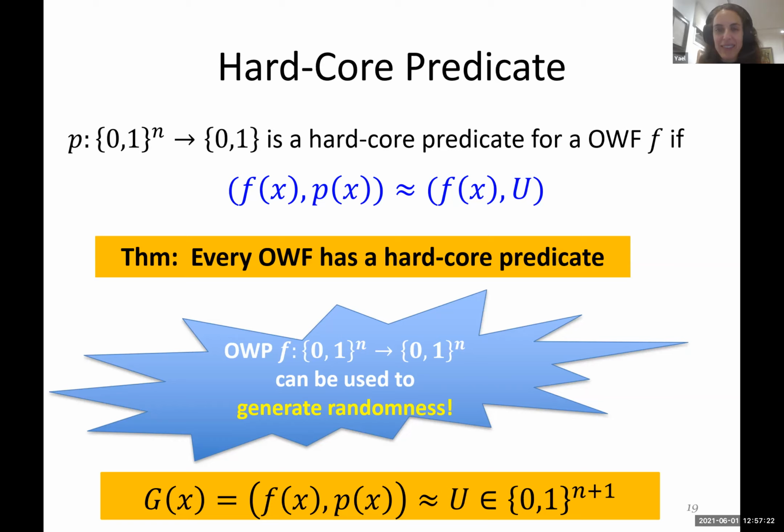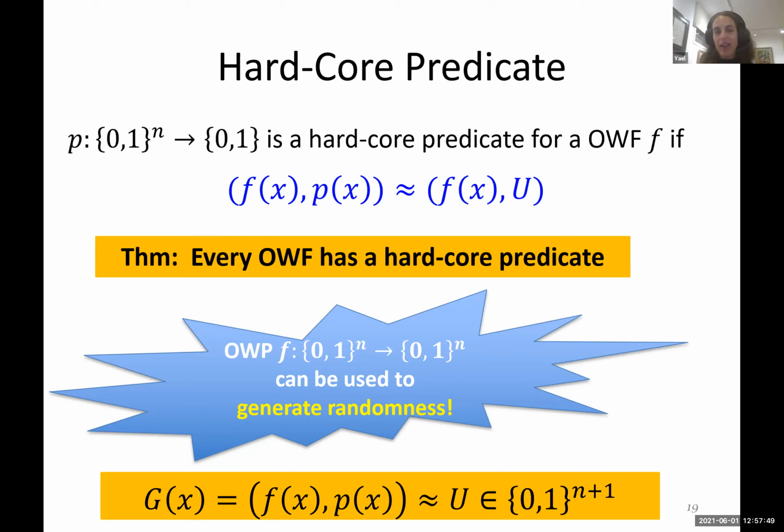Actually, my question is that you want to ensure that it's a hardcore predicate, and how do you know that? How do you know that you should take the first bit or the second bit or what? Great question. So your question is, how do you know what is the hardcore predicate? You're saying, how do you know which one? That's a very, very good question.